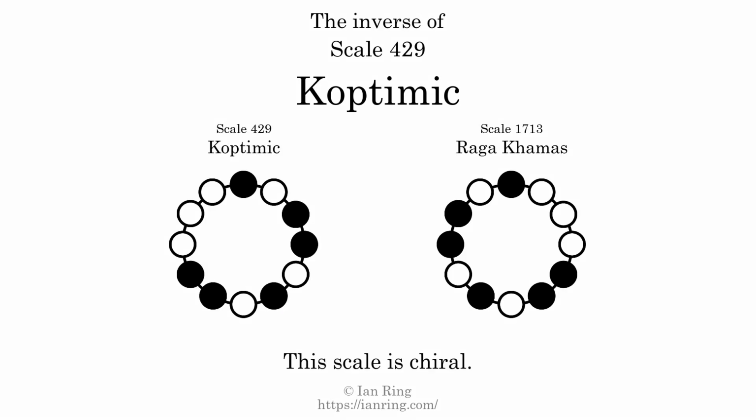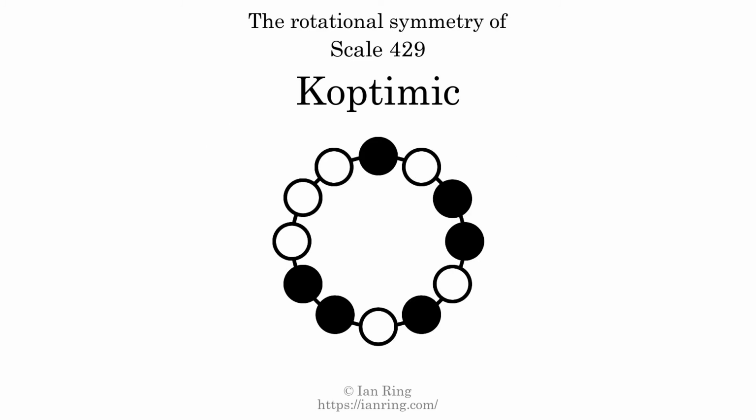The inverse of a scale is a mirror image. It is what you get when the sequence of intervals is reversed. The inverse of this scale is scale 1713, also known as raga karmas. This scale is chiral. It cannot transform into its inverse by rotational transformation. This scale has no rotational symmetry.